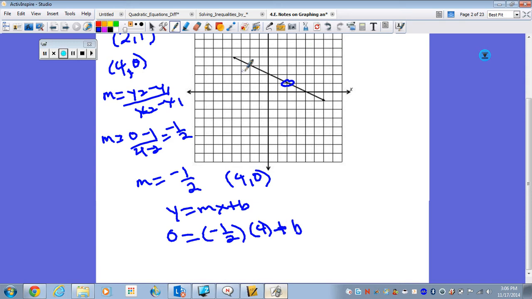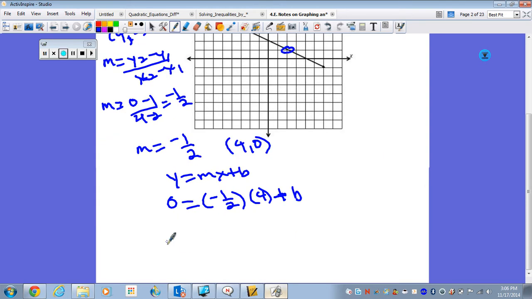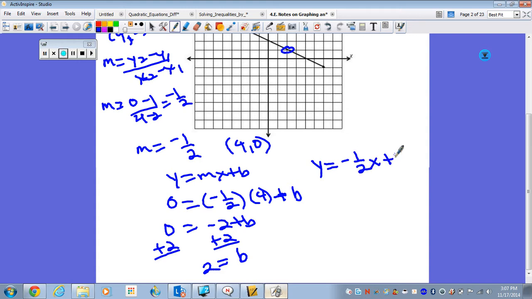Because like I said, it looked like it's slightly above, but I didn't want to make that call, so that's the reason I'm doing it this way. And so I'm going to have 0 equals half of 4 is 2, and it's negative, so negative 2 plus b. I'm going to add 2 to both sides so that b is 2. So then my equation is y equals negative 1/2 x plus 2.